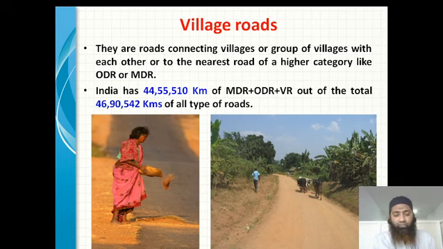So India has about 44,55,510 kilometers of major district roads plus other district roads plus village roads out of the total 46,90,542. So you can imagine the major amount of roads are the major district, other district and village roads, and the rest are the state highways and the arterials what we have.